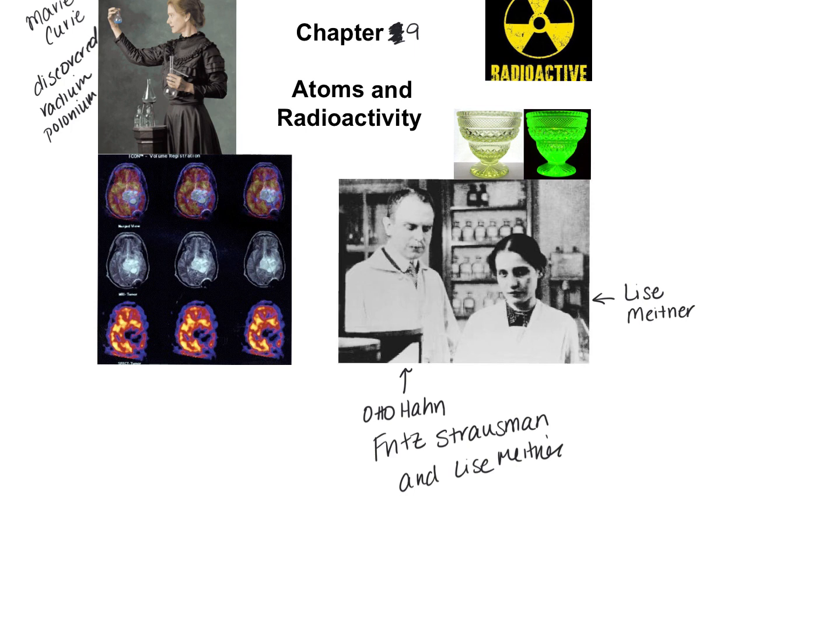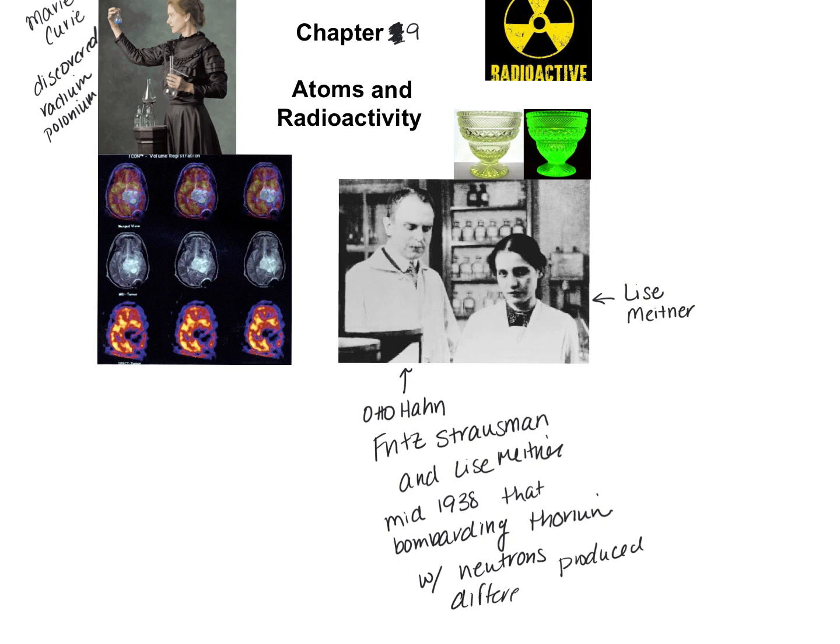And so these people found in mid 1938 that bombarding thorium with neutrons produced different isotopes. Now, they were in Germany, particularly when you think about Lise Meitner.